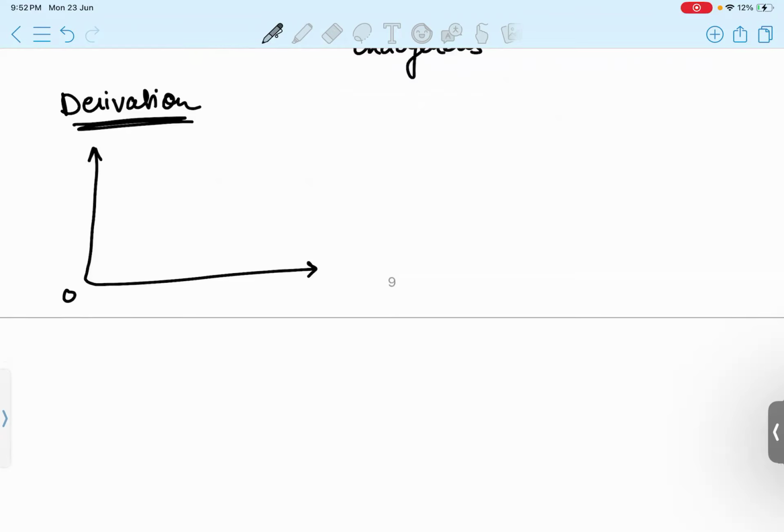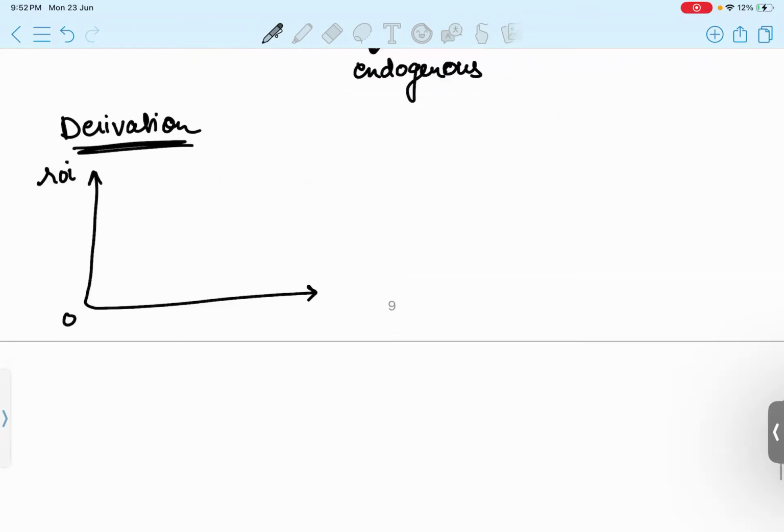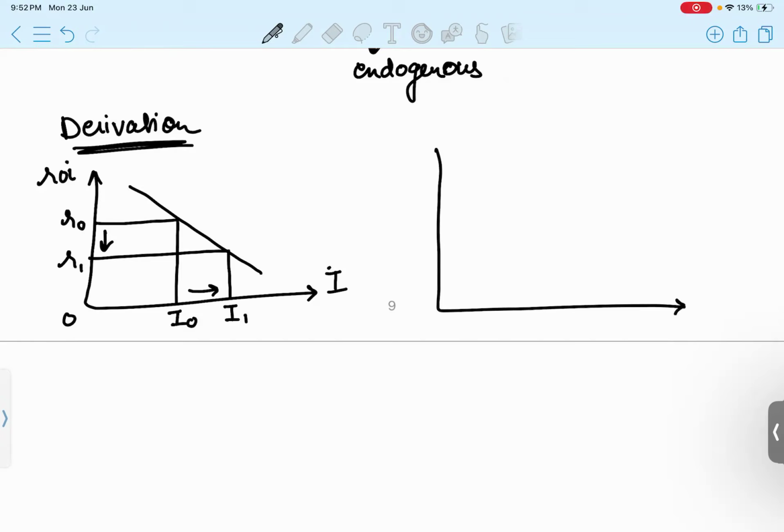This is one graph which is representing the rate of interest and the level of investment. The curve is downward sloping, which means there is an inverse relationship between these two variables. If this is the rate of interest initially, investment is I naught. If the rate of interest declines, the investment will increase because the cost of borrowing reduces. So that's how we are depicting this relationship.